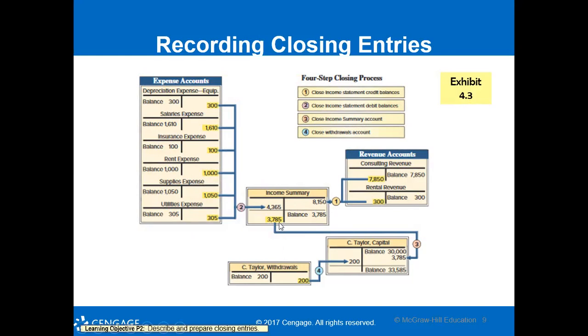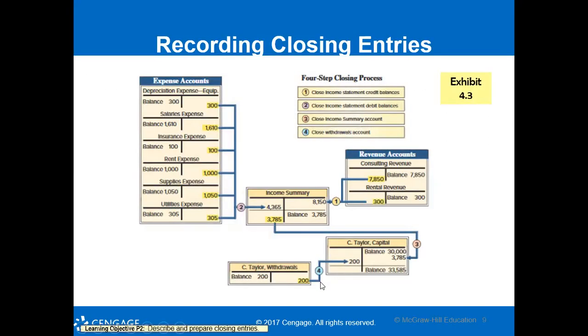And so 37.85 is what we are going to transfer to the owner's capital account. And so we do that here on our third entry. We transfer that 37.85 to the owner's capital account. And then finally, the fourth entry is to close owner withdrawals or owner drawings.